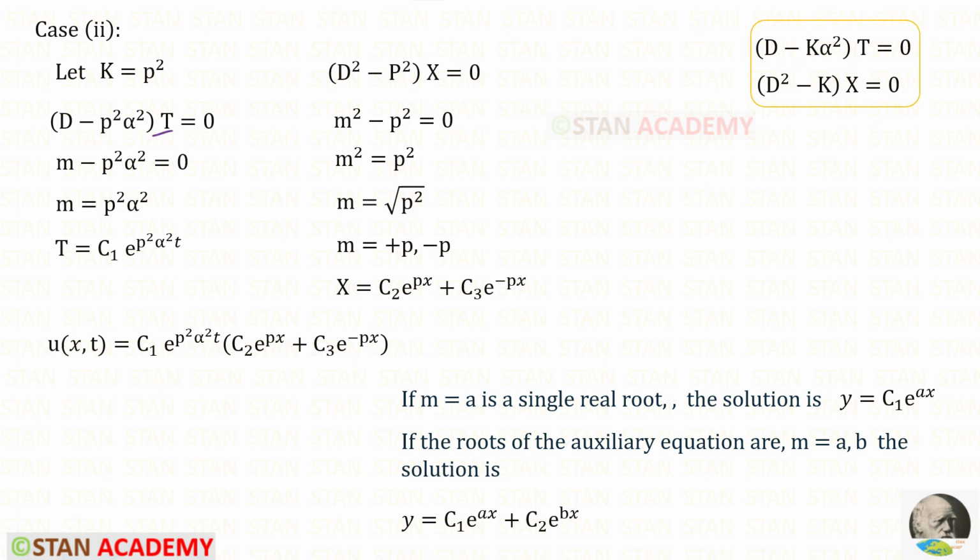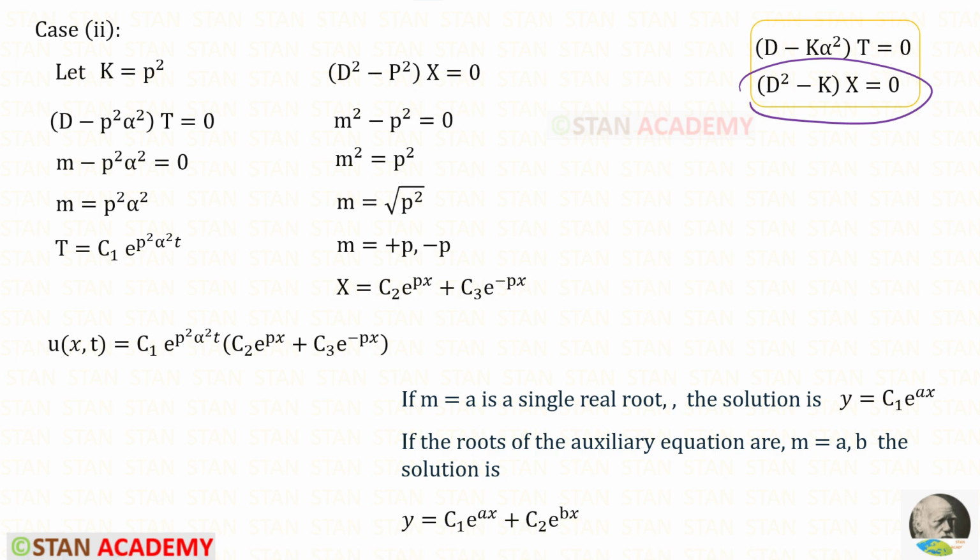For t, we have to solve and make an auxiliary equation. Instead of d, we have to apply m. Finally, for m, we will get this. We know that m is a single real root a. This is the solution, so c1 into e power ax. Here a is p square alpha square. So it will be c1 into e power p square alpha square and x will be t. In this way we can find this solution very easily.